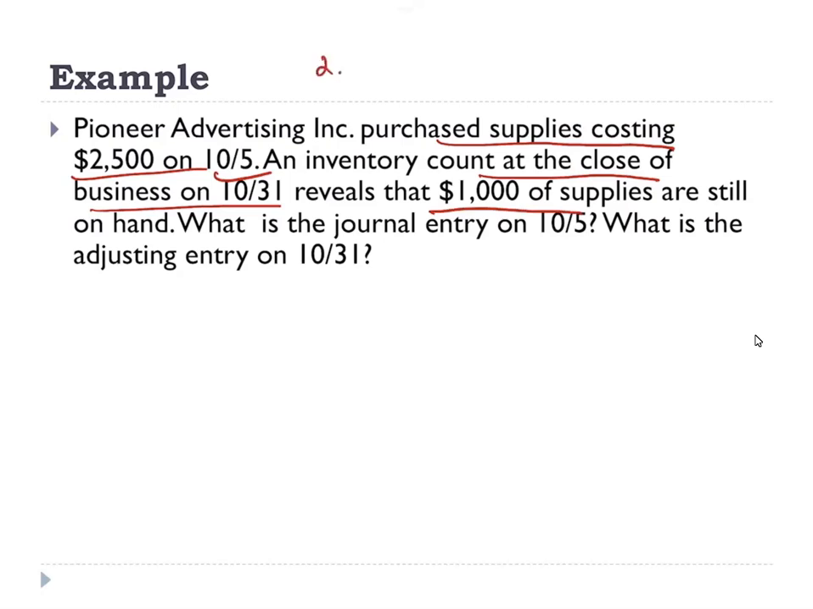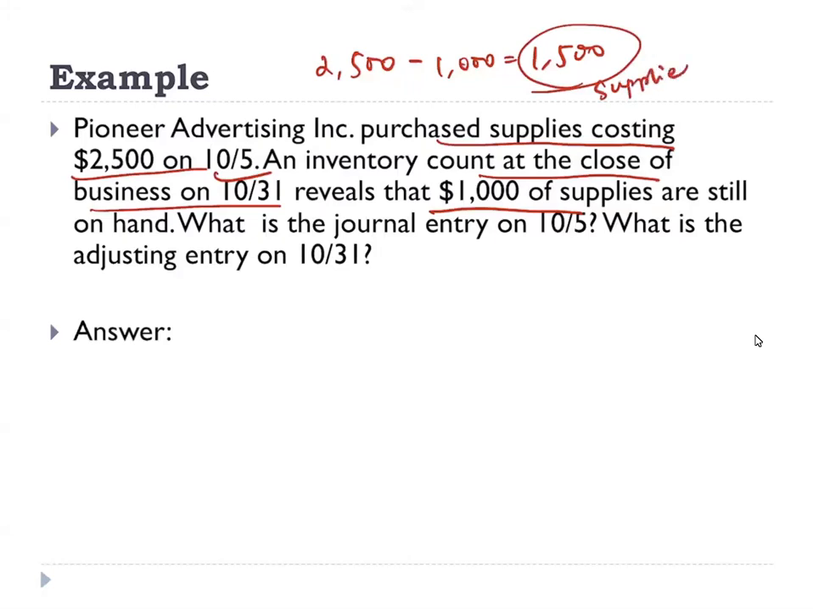So this means that the firm has used up 1,500 supplies. So this is the supplies that is used. And the question is, what is the journal entry on October 5th when the firm purchased those supplies? And what is the adjusting entry on October 31st at the end of the month?